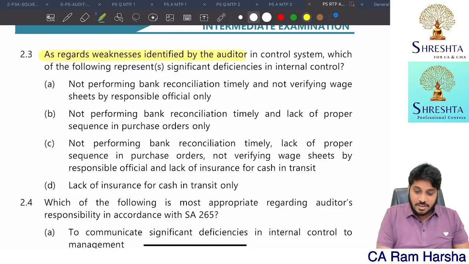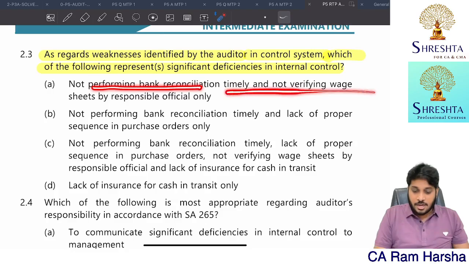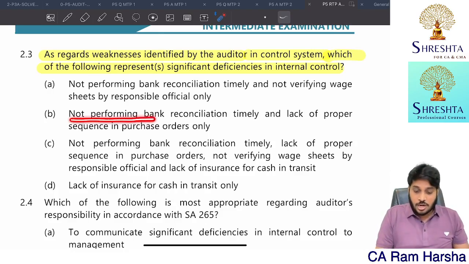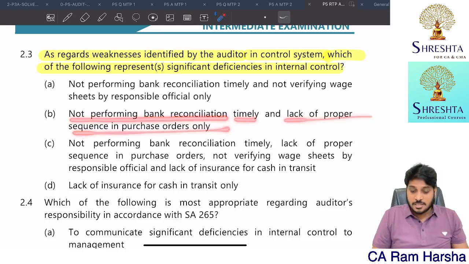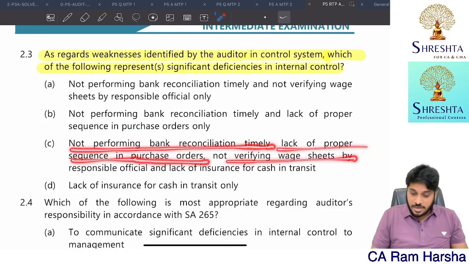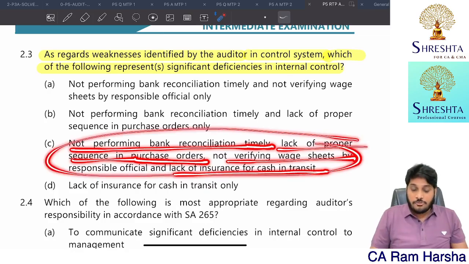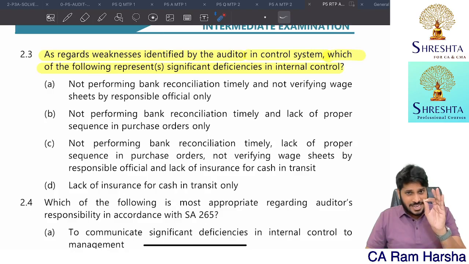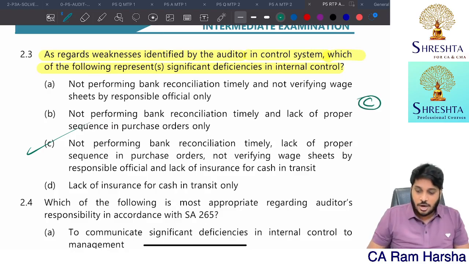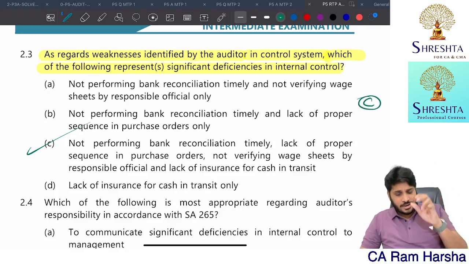As regards weaknesses identified by the auditor in internal control like BRS and all, they are not doing it regularly. Which of the following represents significant deficiencies? Non-performing BRS on a timely basis and not verifying wage sheet. Of course, they both are important deficiencies, but together alone they are not significant. Not performing BRS timely and lack of proper sequence in purchase order. Not performing BRS timely, lack of proper sequence in purchase order, not verifying wage sheet, lack of insurance for cash transit. All four deficiencies. You know what a significant deficiency is? It may be a deficiency or a combination of deficiencies where the likelihood and magnitude is potential. That's a significant deficiency. Combination of deficiencies. All four deficiencies together constitute significant deficiencies.